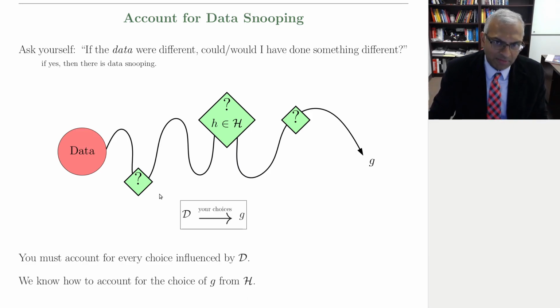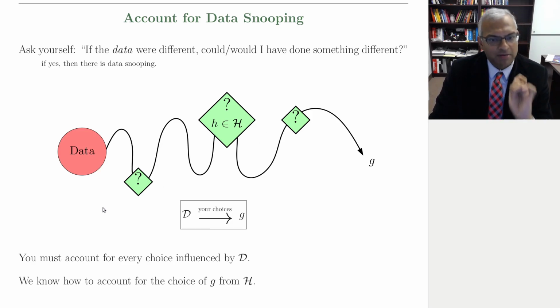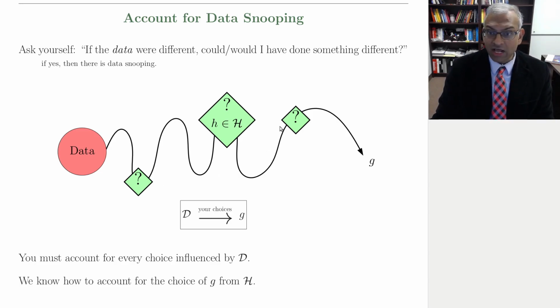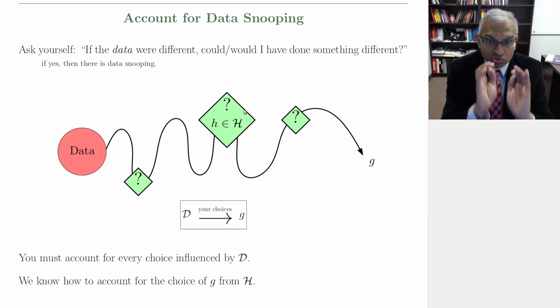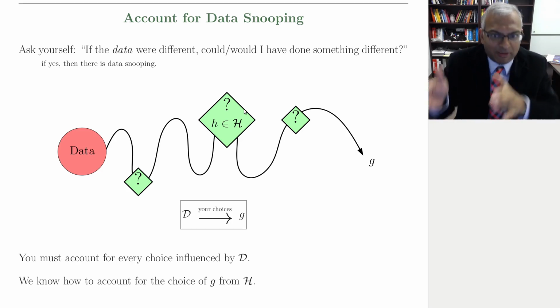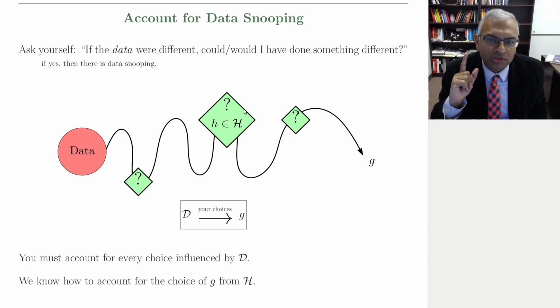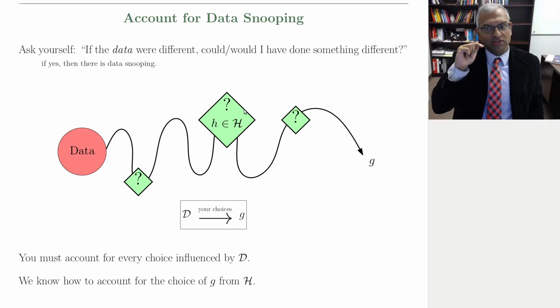The point that we're making here, and we're making this point very strongly, is that every choice that you make involving the data, you have to pay a price for that. You have to account for it. So the ideal setup is there are none of these other green boxes except the one green box which represents your choice of final hypothesis from H, and we know the price you pay for that. That's the VC error bar. Now, when you make other choices, or if you had the potential to make other choices, you have to pay the price. You have to account for the choices you had, not for the choices you used.